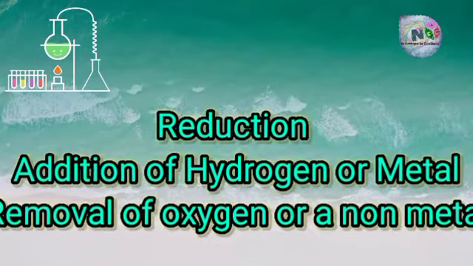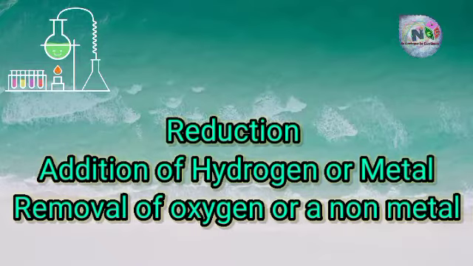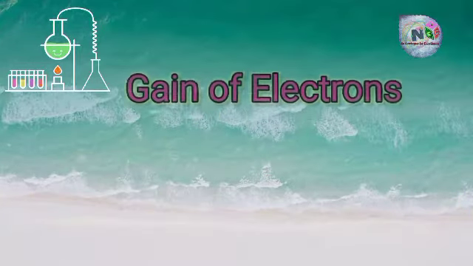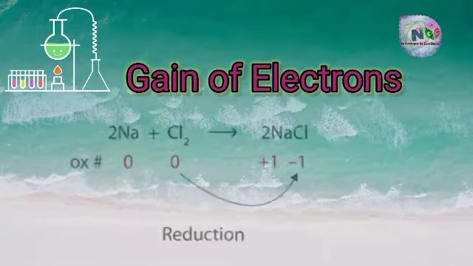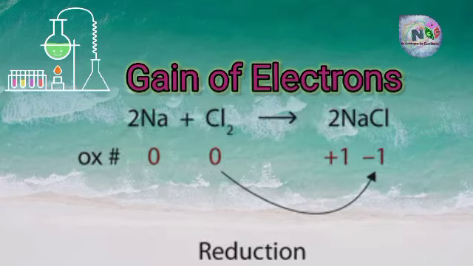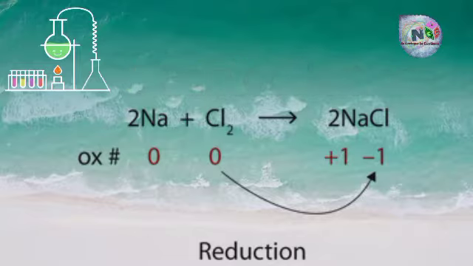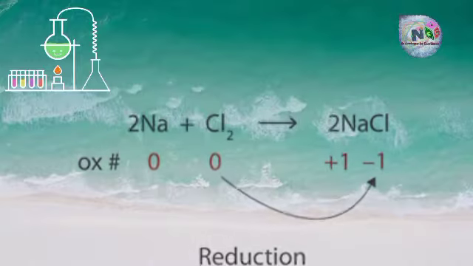Let's understand reduction reaction. In reduction reaction, addition of hydrogen or a metal takes place, while the removal of oxygen or a non-metal is called a reduction process. In terms of electron transfer, gaining of electron is known as reduction process. When sodium is reacted with chlorine, it loses one electron. That electron is gained by a chlorine atom, converting itself into a chloride anion.